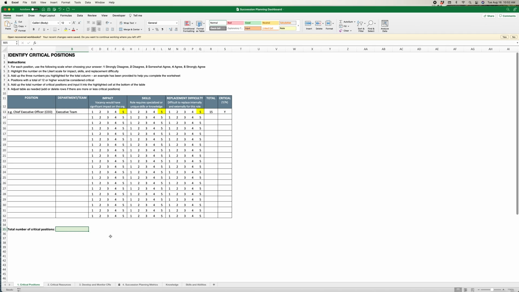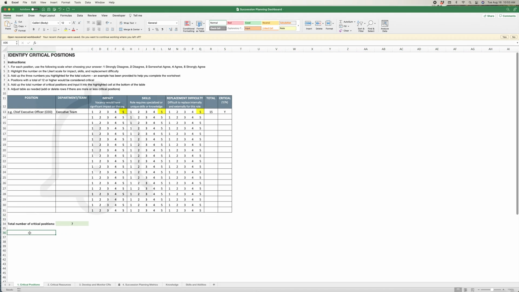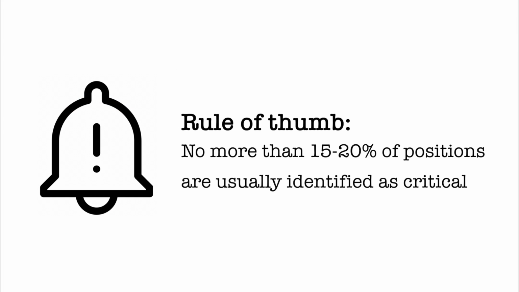Add up the total number of critical positions and input it into the highlighted cell at the bottom of the table. Adjust the table as needed by adding or deleting rows if there are more or less critical positions. Rule of thumb: although the number of critical positions will vary for organizations, typically no more than 15 to 20% of its positions are usually identified as critical.